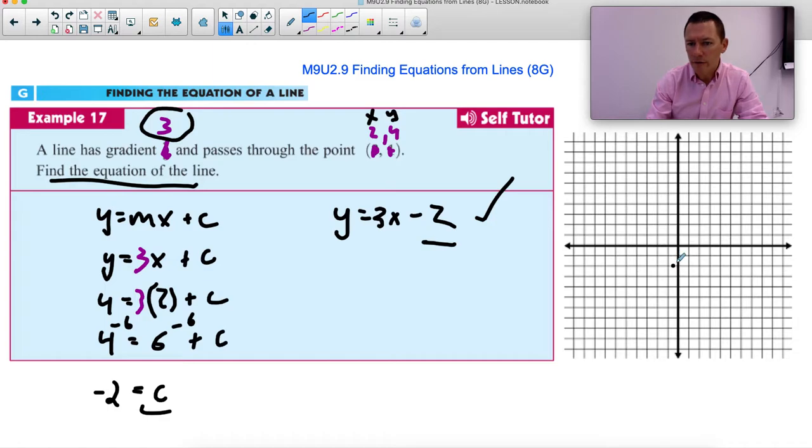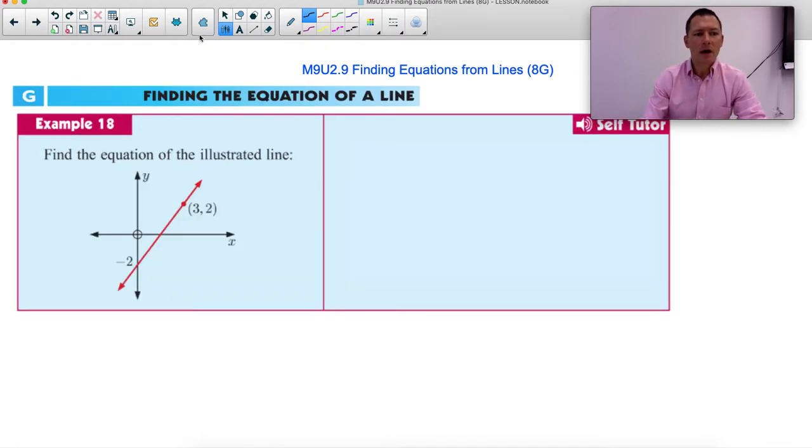So it'd start at 1, 2, -2. And this is the slope, so it's 3 over 1. Rise 3, run 1. So 1, 2, 3, run 1. There's the next point. Draw the line. Sweet, moving on. Okay, so find the equation of the illustrated line.